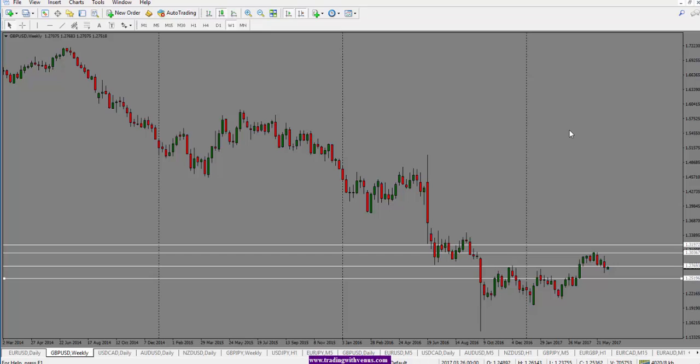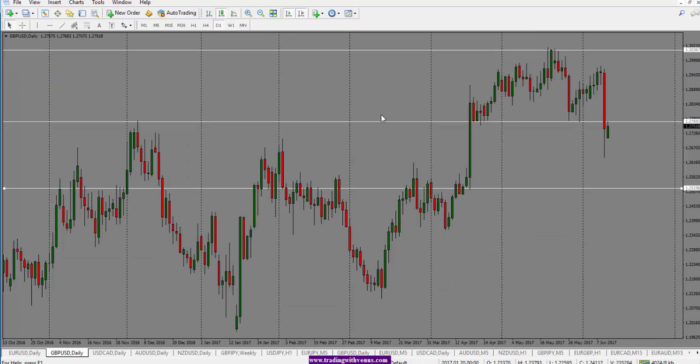Looking at pound US dollar, we did see a big drop in the pound dollar as a result of the election. There was no clear majority. As a result of that, we did see pound drop, and now we are looking at 127.70 as a key resistance level for this. This is our daily chart, big 250 pip drop, and now we are into this resistance here at 127.70. If this resistance holds, we are looking for price to come down lower.